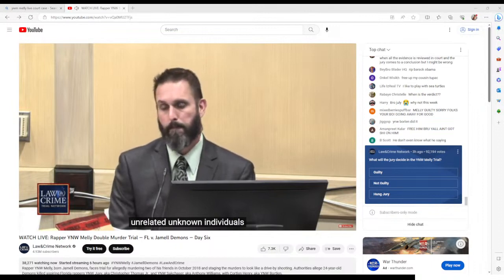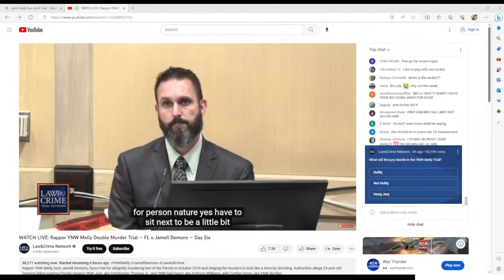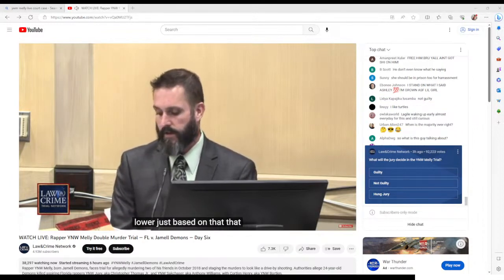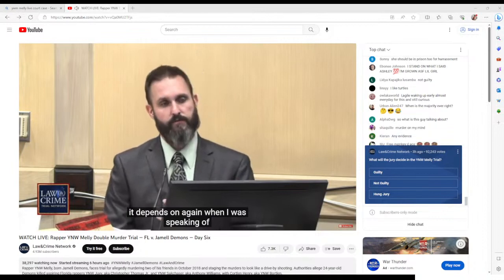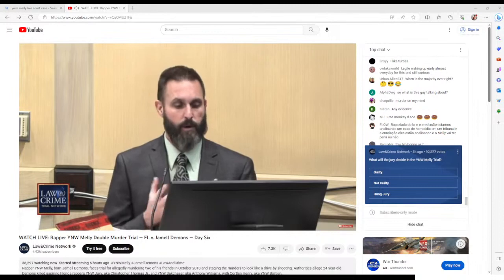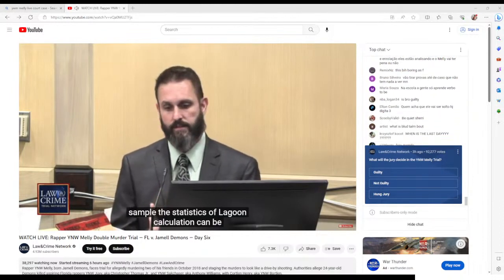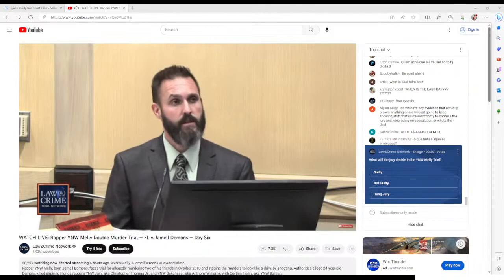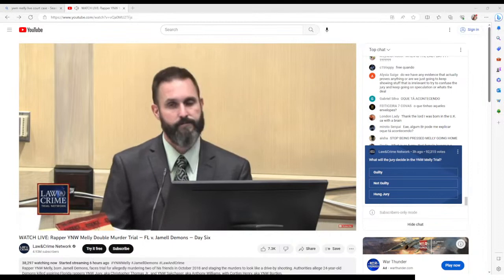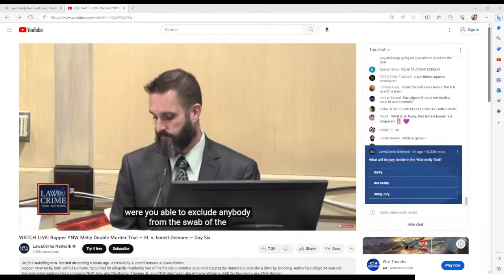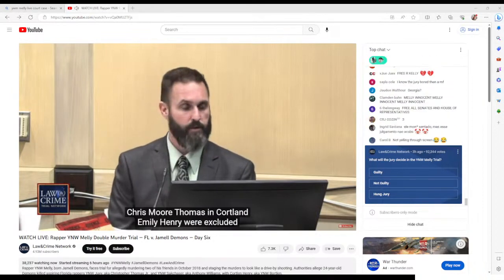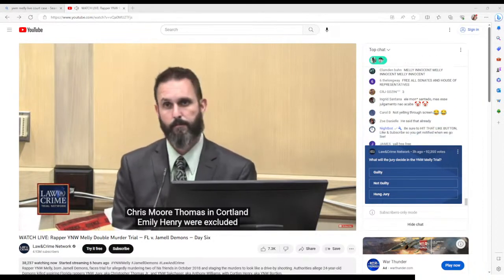In terms of a 4-person mixture, do you expect the statistics to be a little bit lower, just based on that? It depends on, again, when I was speaking of contribution, if a person is more represented in a sample, the statistics or likelihood calculation can be rather large. It just depends on how much contribution is in that mixture. Were you able to exclude anybody from the swab of the yellow jacket, item 26? Christopher Thomas and Cortland Henry were excluded.